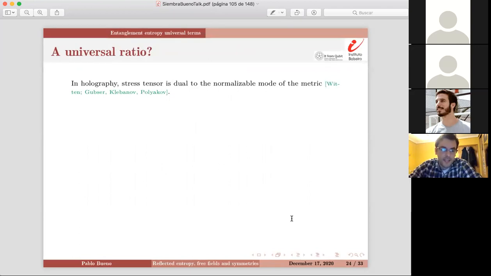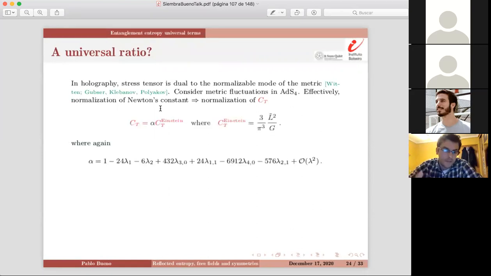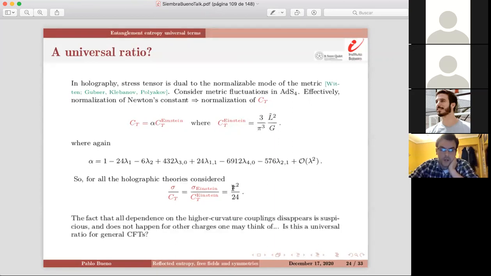In the case of CT, you can compute this from basically the normalization of the Newton's constant, as I was mentioning before. And if you do that, you get exactly the same answer. You get the same correction to CT. So you get that CT is modified with respect to the Einstein gravity result by an overall factor that has exactly the same numbers in front of the same higher order coupling, so that the quotient of these two things is the same for all higher order gravities, and is the same as for Einstein gravity, and the result is this pi squared over 24.